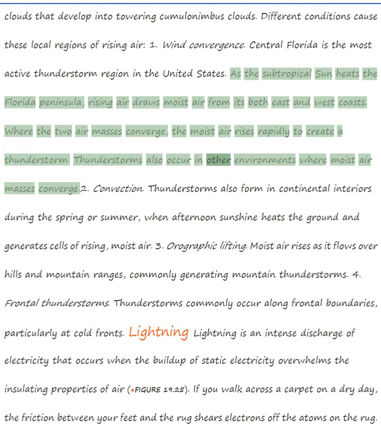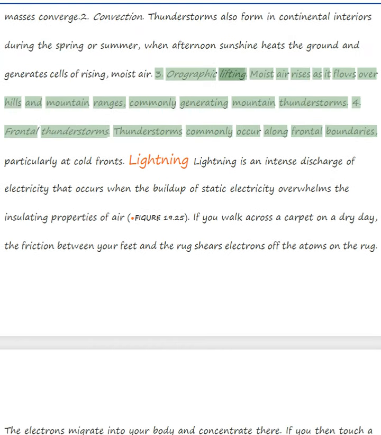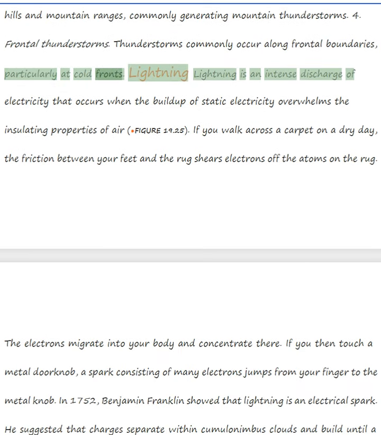Thunderstorms also occur in other environments where moist air masses converge. 2. Convection. Thunderstorms also form in continental interiors during the spring or summer, when afternoon sunshine heats the ground and generates cells of rising, moist air. 3. Orographic lifting. Moist air rises as it flows over hills and mountain ranges, commonly generating mountain thunderstorms. 4. Frontal thunderstorms. Thunderstorms commonly occur along frontal boundaries, particularly at cold fronts.